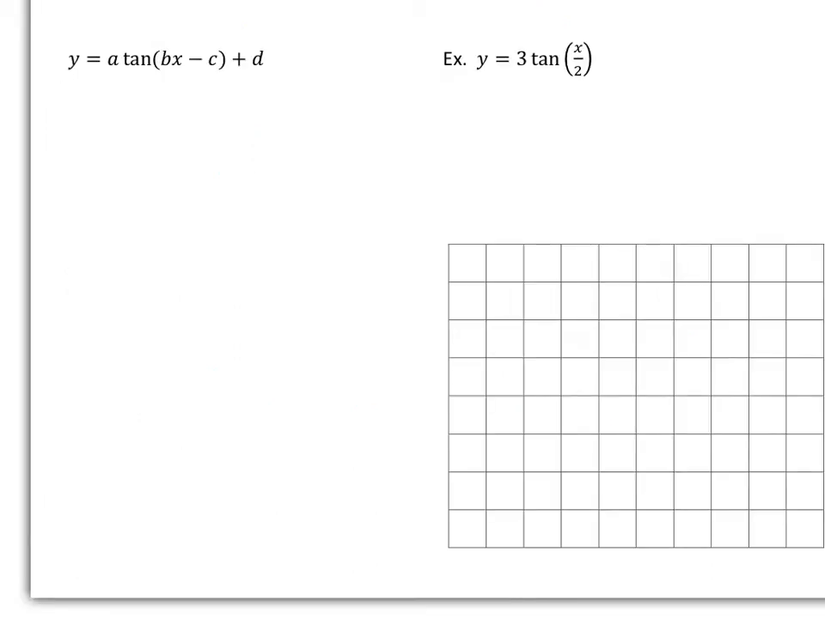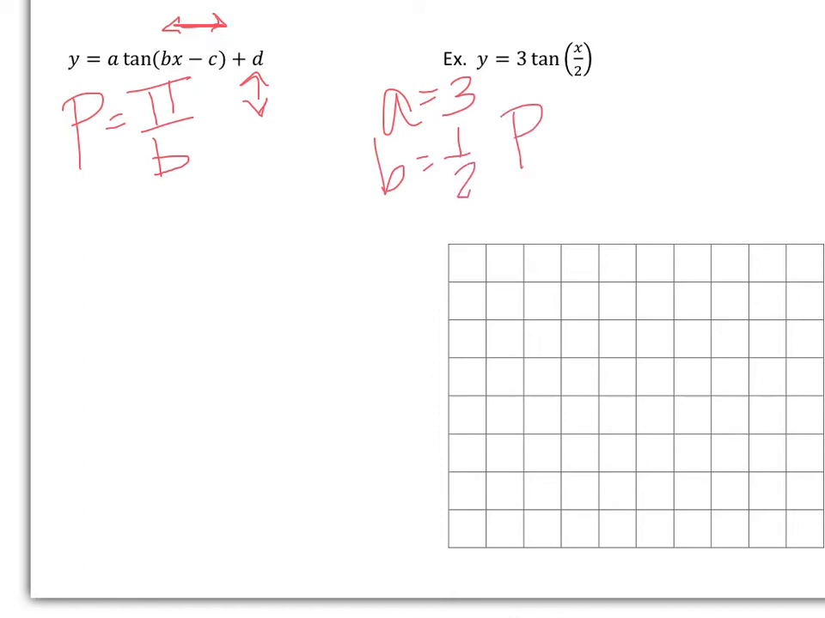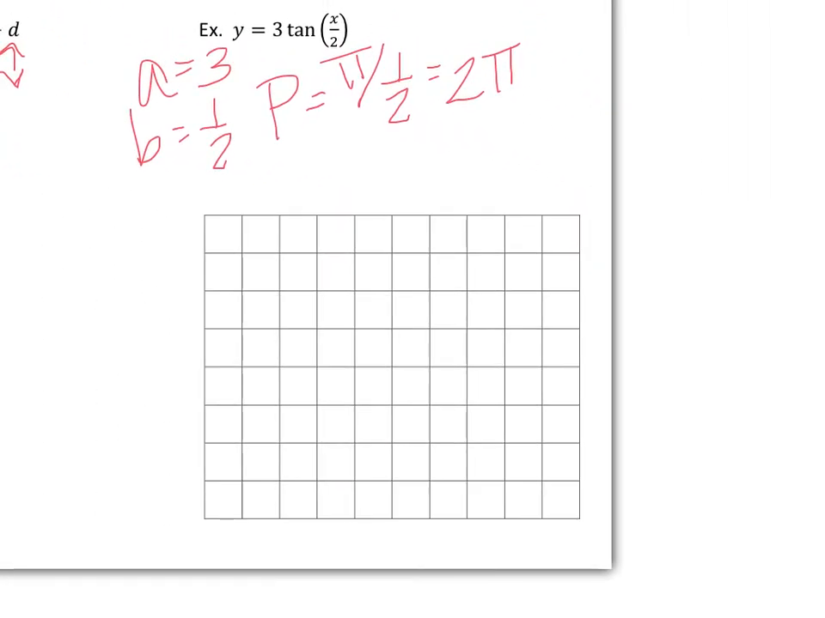Okay, we've got the same parts going on for tangent. The only difference is that period is now pi over b instead of 2 pi over b. But A is still my amplitude, C still moves me left and right, and D still moves me up and down. So over here we have amplitude equals 3, B equals 1/2, so that means period is pi over 1/2, which is 2 pi. When I graph this, I want to start centered, because tangent goes on both sides of the y-axis.